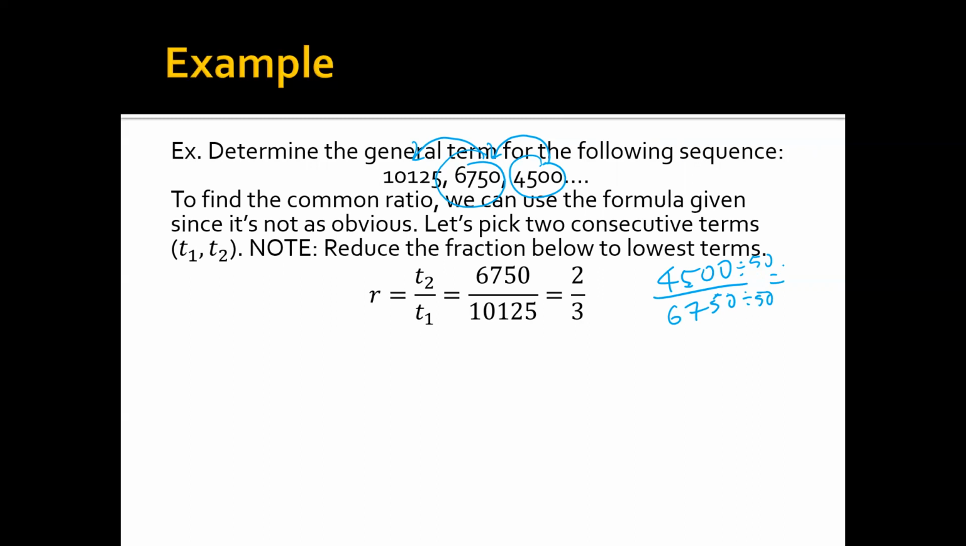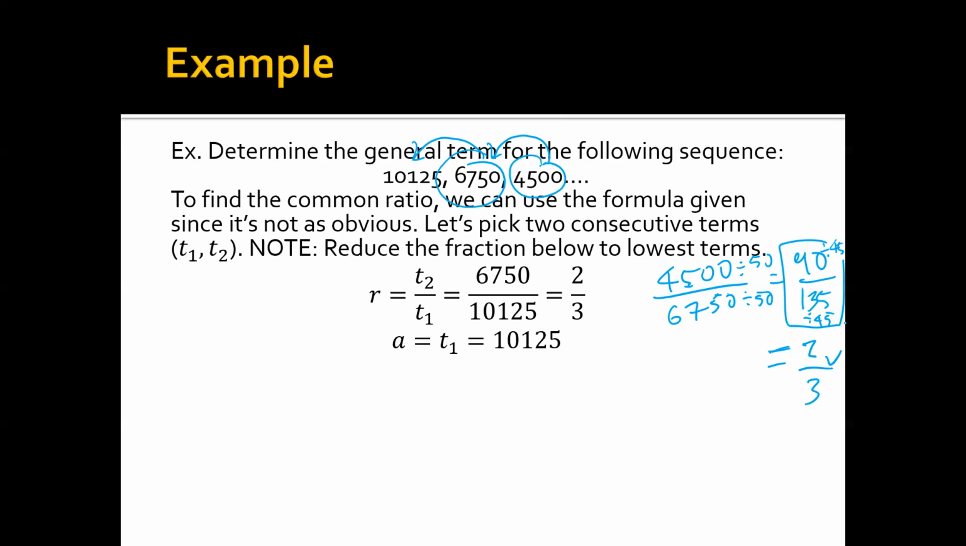So if I divide this by 50, I end up getting 90 here. And then of course, for 6,750 divided by 50, that ends up giving me 135. This actually might remind you of angles. Remember when we talked about quadrants? So 90 degrees, 135 degrees, I can divide both of them by 45 degrees. Maybe you remember that, maybe not, that's fine. You divide them both by 45 again, so you can reduce it, and you end up with 2/3. So it is definitely the same common ratio, right?